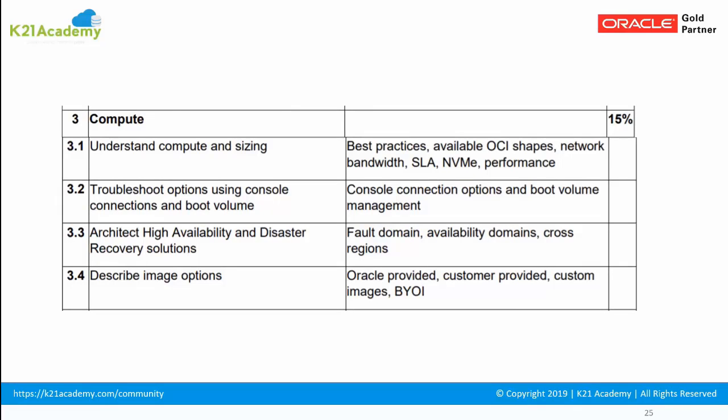Then compute, which is nothing but creating virtual machines or bare metal. There are different shapes you can learn in compute. This compute is roughly around 15%. Again, what things to learn? In compute, you need to learn both bare metal and virtual machines. You must know how to configure them in disaster recovery for high availability, and what the different types of images in compute are.